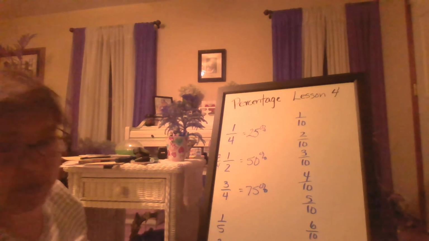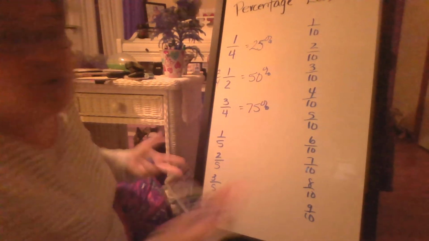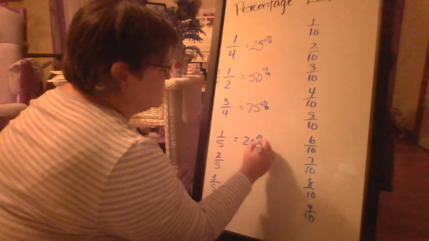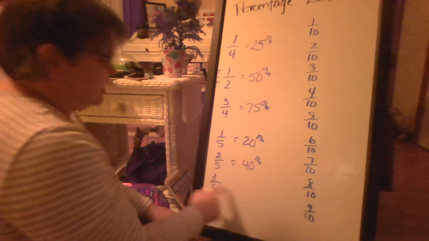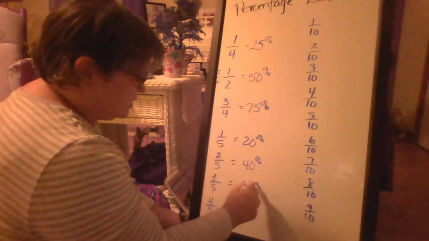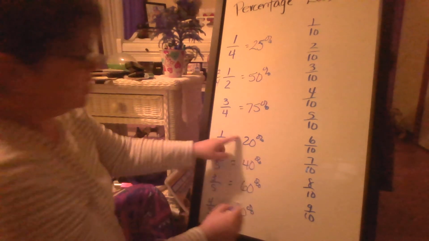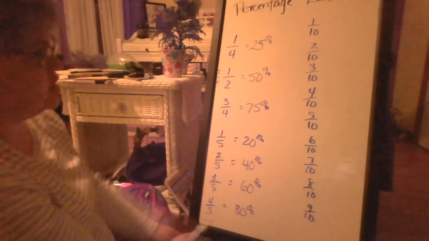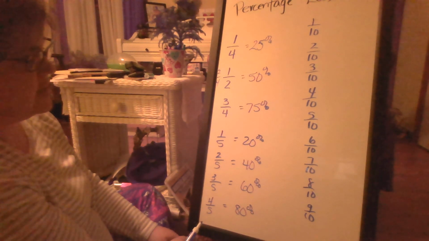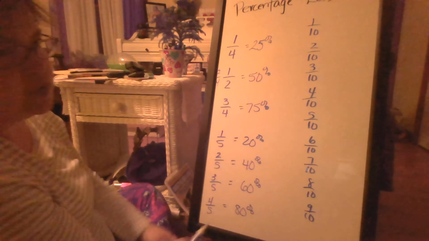Then the fifths, the denominator that has the fifths. We know that 5 goes into 100 20 times. So this is 20%. And then 20 times 2 would be 40%. And 20 times 3 would be 60%. And 20 times 4 would be 80%. 20, 40, 60, 80. Those are your denominator 5 fractions and the percentages that they equal. So these are the most common fractions and percentages that you'll see.